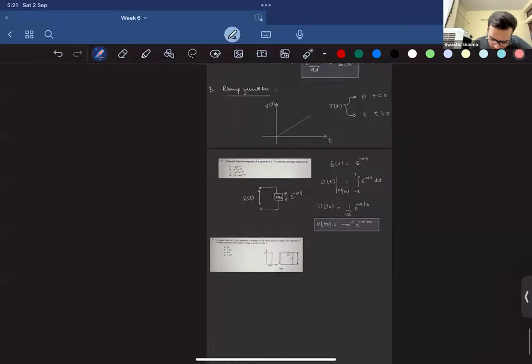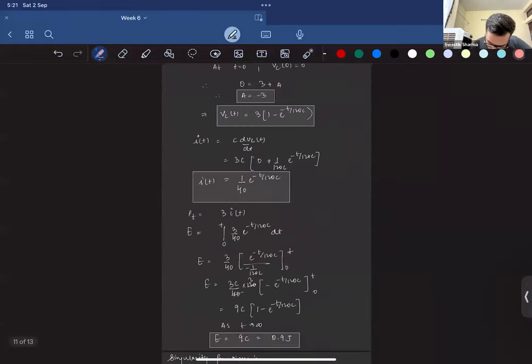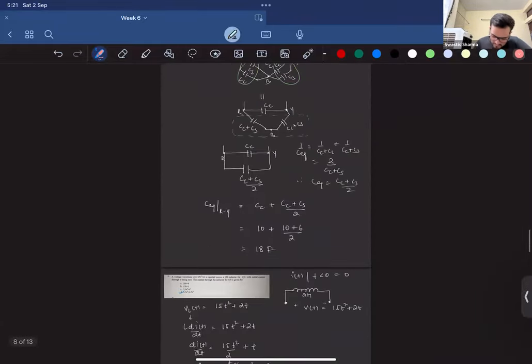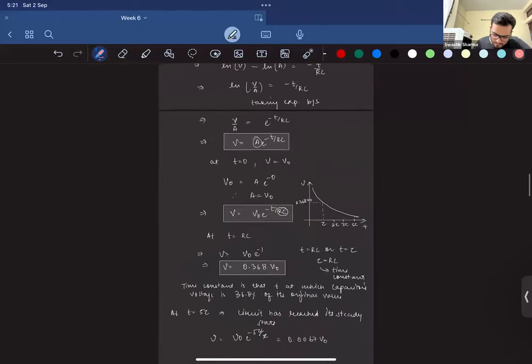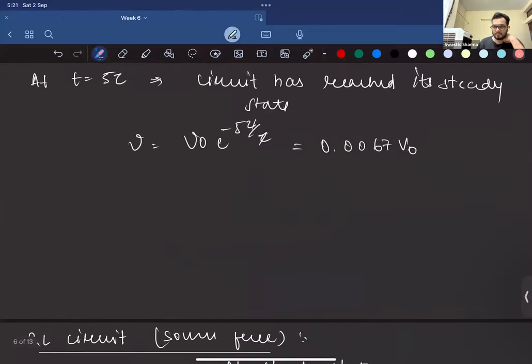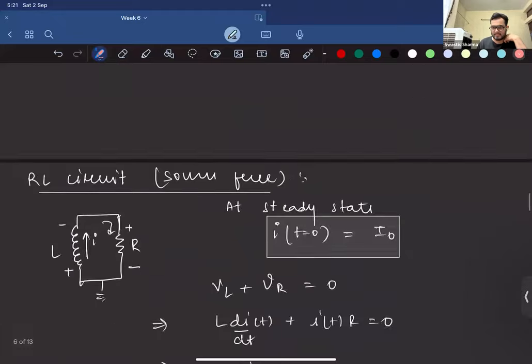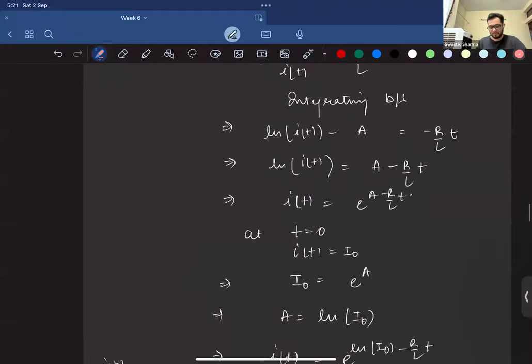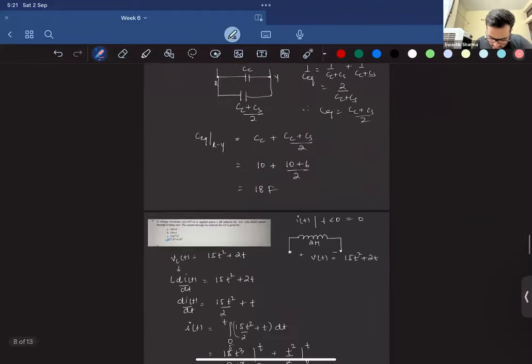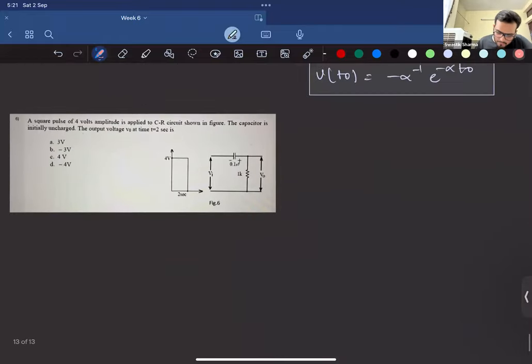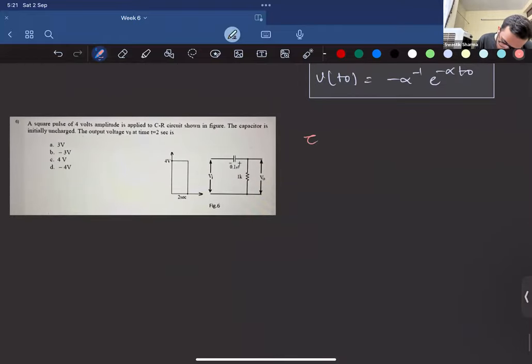So I told you, right, at 5 time constants, the capacitor reaches its steady state, right? The voltage across the capacitor reaches its steady state. Or if the voltage is reaching its steady state, the capacitor reaches steady state. So what is the 5 time constant here? Quickly calculate for me 5 tau.